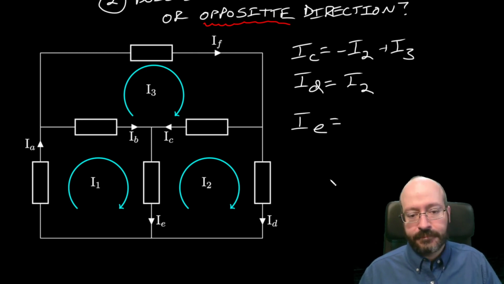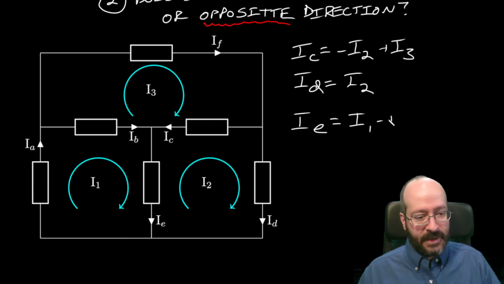IE. Where's IE? There's IE. Does I1 touch it? Yep, and it goes in the same direction, so it's positive. Does I2 touch it? Yep, and it goes in the opposite direction, so it's negative. Does I3 touch it? Nope. So there's no I3 over here.